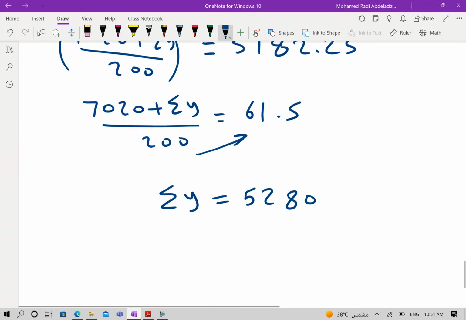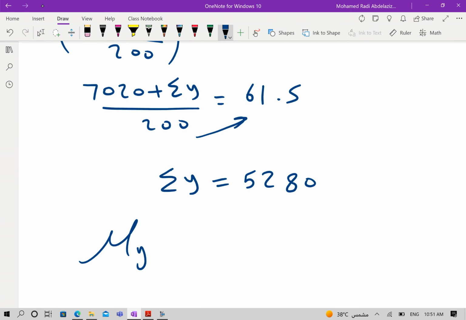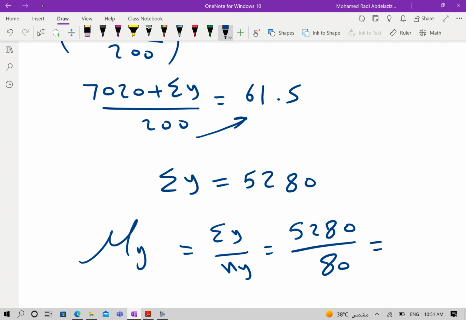5,280. But he asked to get what? Mu of girls. So sum of y divided by number of y. 5280 divided by 80. So the final answer is 66. This is the final answer of B.